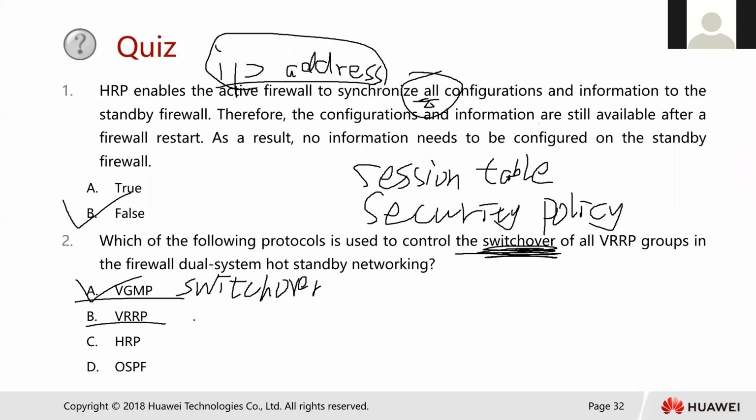Okay, VRRP. Not switchover, because VRRP has some disadvantages in the firewall. It can't do the switchover, so we need VGMP. And third, HRP. What is HRP for? It is for backup information. Okay, backup information.